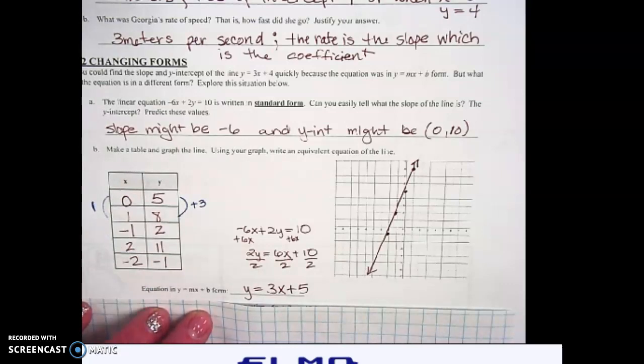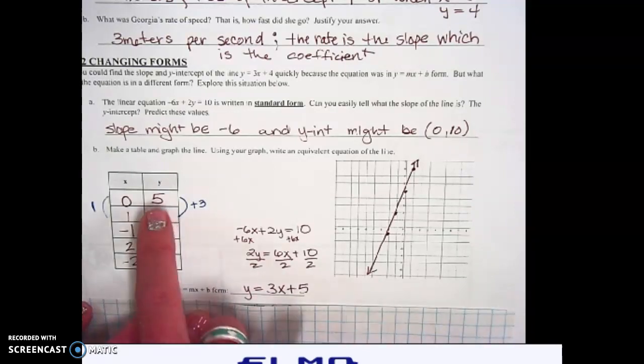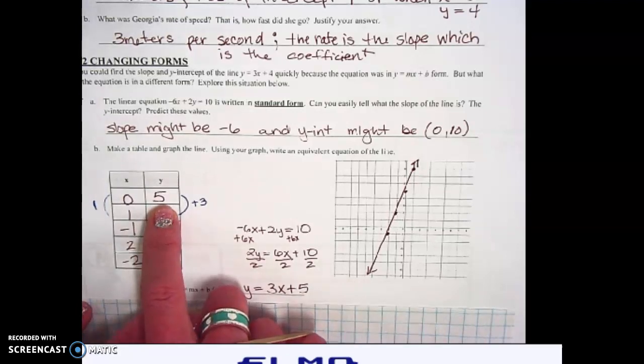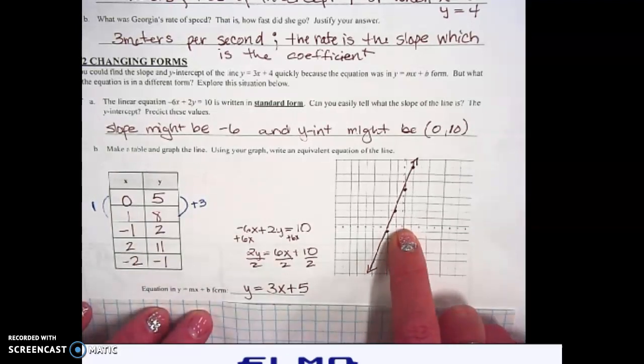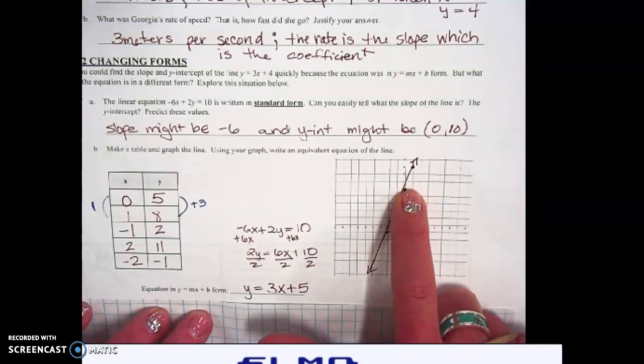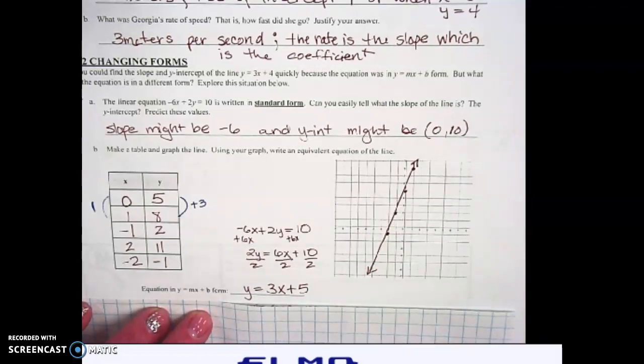What's the easiest number to plug in anytime you have a table? 0. Why? What is any number times 0? 0. Okay, so 3 times 0 is 0. And 0 plus 5 is 5. So your first point should be at 0, 5. That means if you start at the origin, you're going to go up 5, put a point. That's your y-intercept. Okay? The next easiest number to plug in is 1.